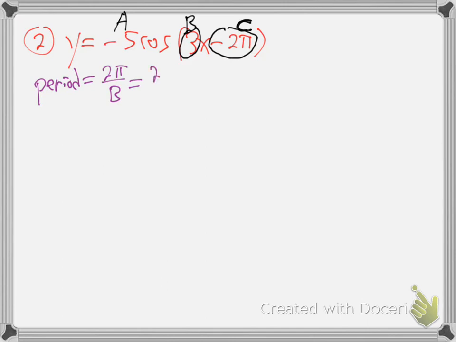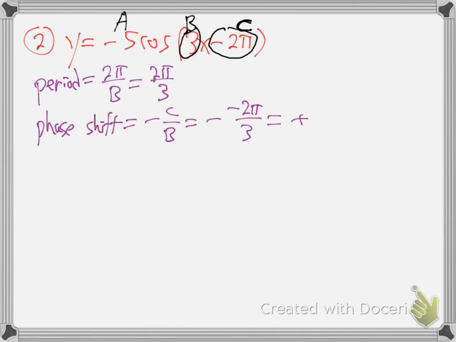So 2 pi over b, 2 pi over 3. So the period's 2 pi over 3. And the phase shift, negative c over b, negative negative 2 pi over 3, so positive 2 pi over 3. Did y'all get that okay? Ever see the double negative thing? Because the formula is negative c over b, and then the c itself is negative 2 pi. Right? So it ends up positive.